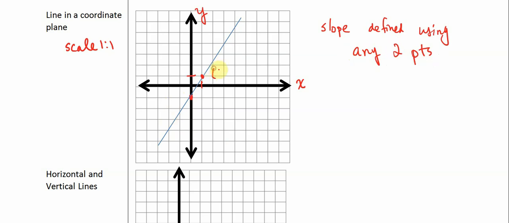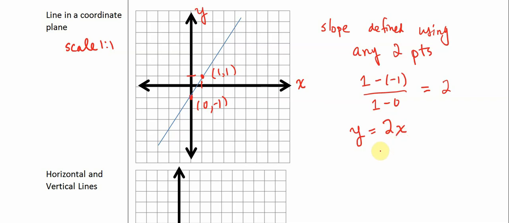And in this case, we'll just use those 2 points that I picked, 1, 1, and 0, negative 1. So if we want to find that slope, that's change in y, 1 minus negative 1, divided by change in x, which in this case is 1 minus 0. So this has a slope of 2. And then what we can do is write out an equation this way, that y is equal to 2x, because we know that when we increase the x value by 1, the y value gets double that.